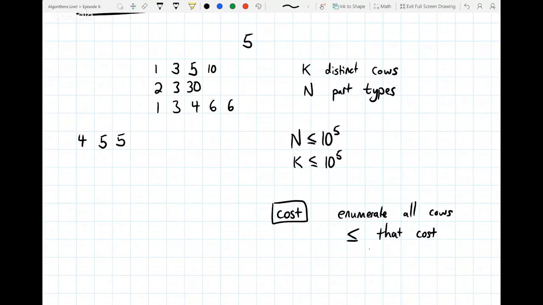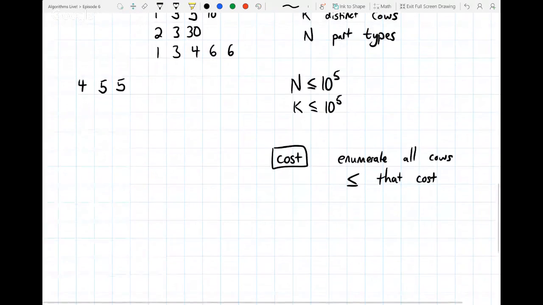I'd like to know what's the most expensive cow that I could form at any given time. And when I try enumerating all cows, if I start enumerating cows and I ever get more than K cows, then I know that there are not that many cows less than or equal to that cost. And so I can just break out early. So that's the subproblem I'd like to solve.